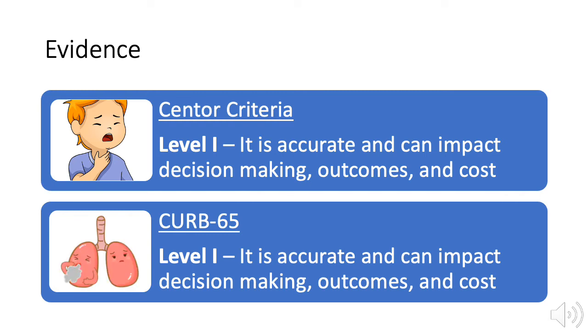So these are evidence-based and validated tools for clinical decision-making on pharyngitis and pneumonia. The Centor criteria and CURB 65 both have level 1 evidence. That means they are accurate and can impact your clinical decision-making, outcomes, and cost.